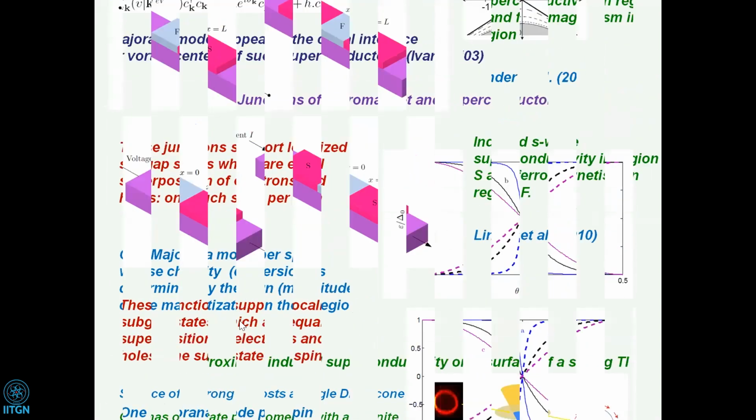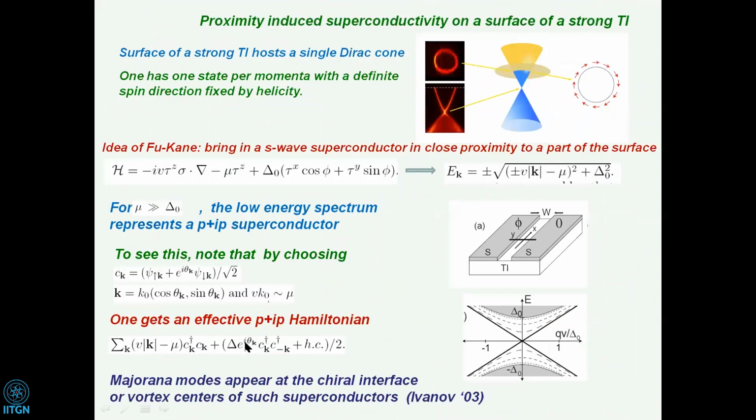Okay, so the point is that this breaks time reversal, and as a result, you have chiral edge modes flowing at the edge of the sample.